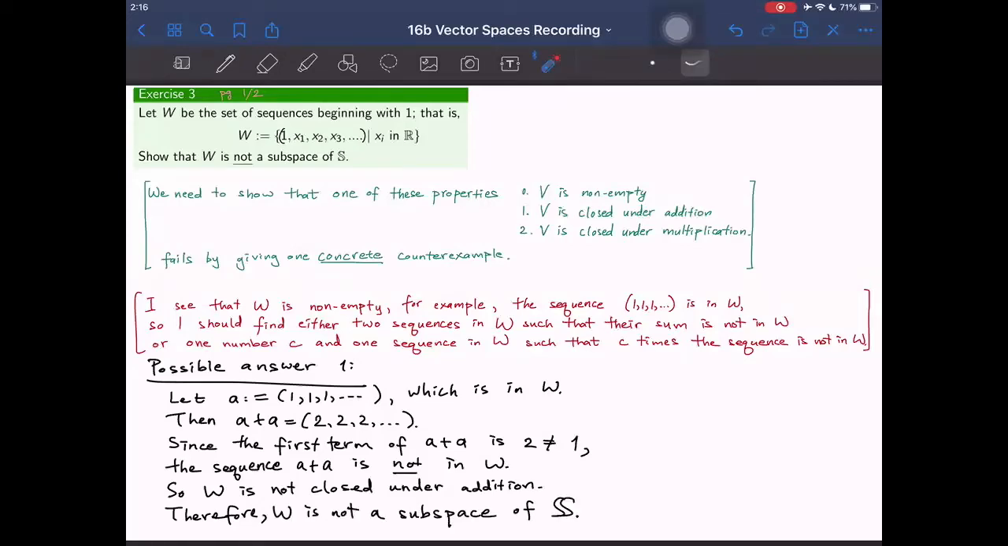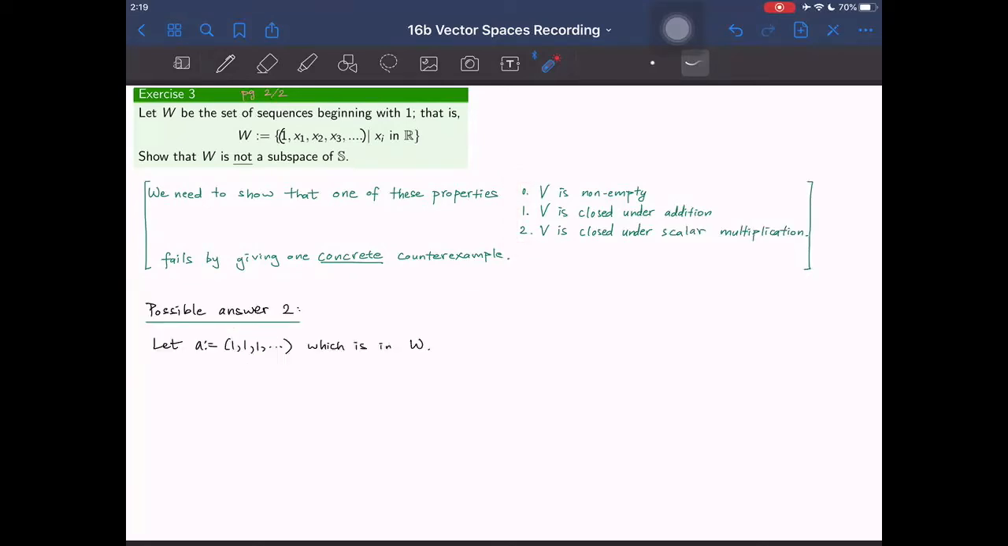Let me give you an alternative answer where instead of showing that W is not closed under addition, I will show that W is not closed under scalar multiplication. We only need to do one of these because if one of these fails, then the subset is not a subspace. Here, I will let A be the same sequence as before, the sequence where all entries are 1.